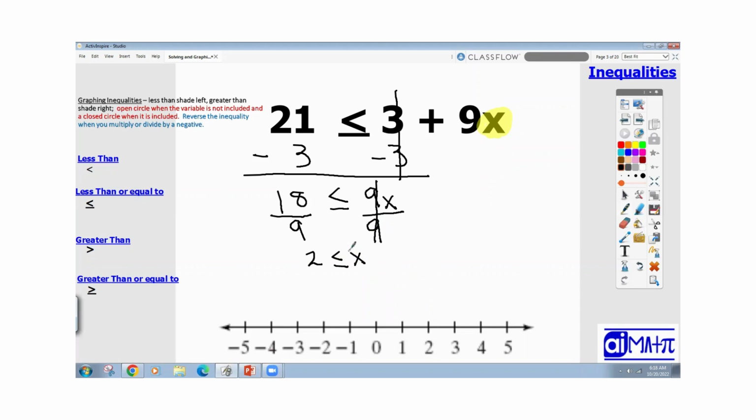And I always care about the perspective of the x, so I'm going to rewrite this to say x is greater than or equal to 2. And because this line is here, that means it's a closed circle. And I want to shade everything to the right because it's greater than.